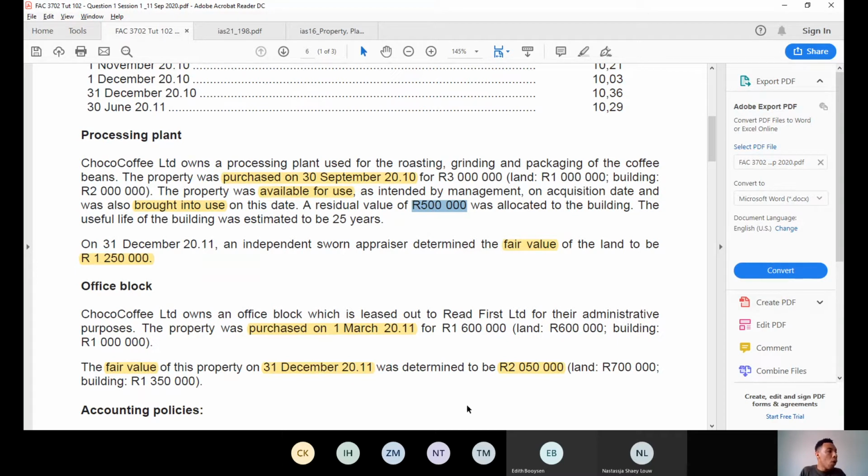Okay, fine. Now we move on to the office block. In terms of the processing plant, which standard does this give effect to, or which standard do we need to apply in this regard?